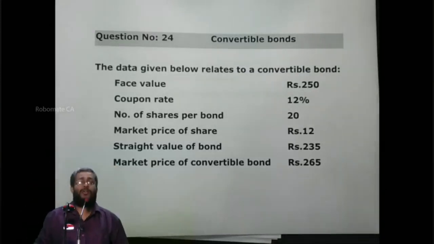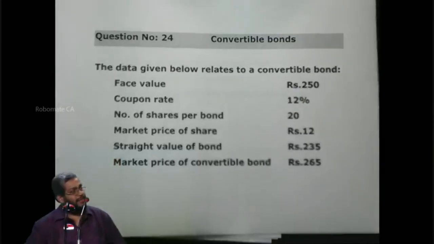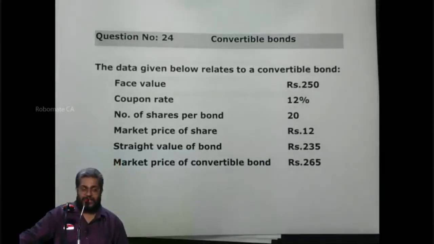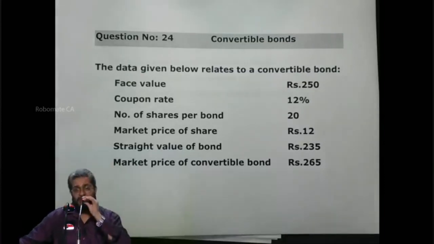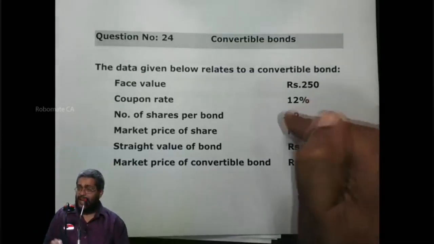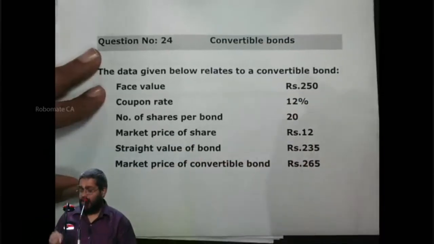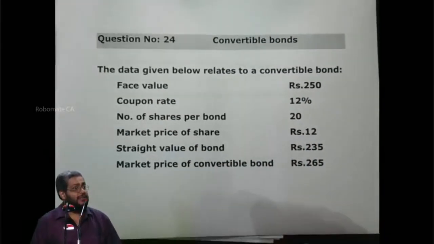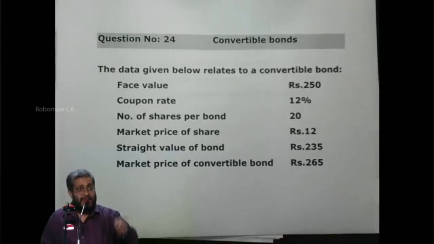After 1 or 2 years, suppose the entire share becomes worthless. The company is a loss-making company. The share has become worthless. In the extreme situation, the share price becomes zero. Tell me, if this share immediately becomes worthless, share price becomes what? Zero. My 265 rupees bond value becomes how much? 235, because even if the share becomes worthless, it is still a straight bond.